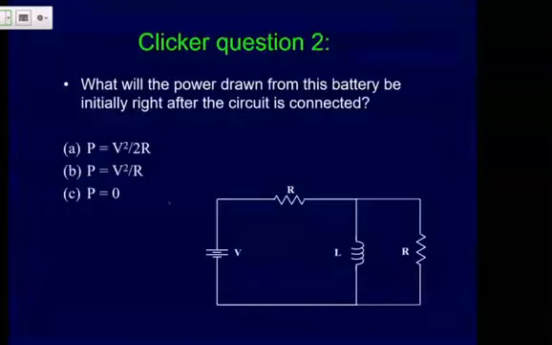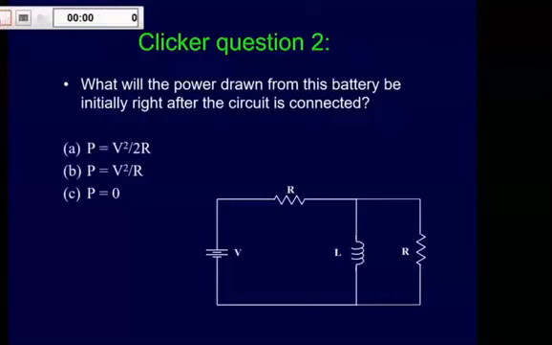And so then what we can do is look at something like this and interpret it similar to how we would have interpreted a capacitance circuit. So again, at time 0, this thing blocks current. Later on, it lets all current through. And so here, what will the power drawn from this battery be initially right after the circuit is connected? And so this is, again, some practice with circuits as well as this new stuff here.